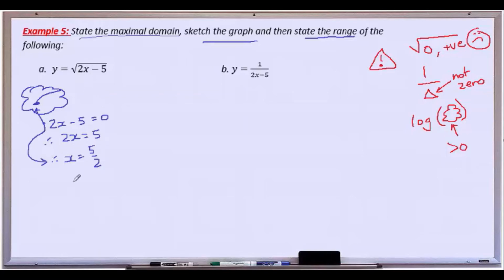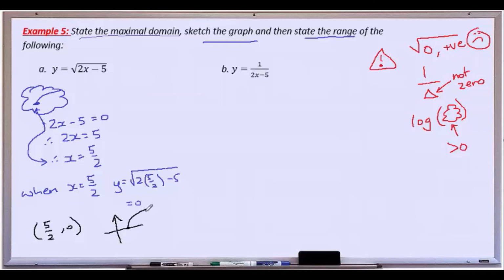Now x is 5 on 2. When x is 5 over 2, y will equal the square root of 2 times 5 over 2 minus 5, which is 0. So I know my point there will be at 5 over 2 and 0. So that means my function or my relation is going to look something like that. But of course, we can't just do some scribble and expect to get the mark. So let's answer the question properly here, and I'll do that in this space.